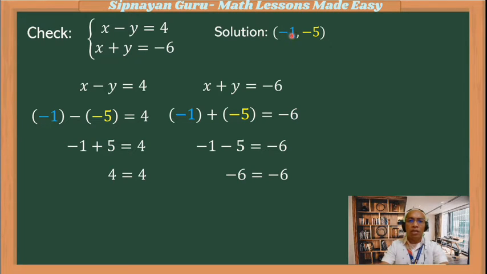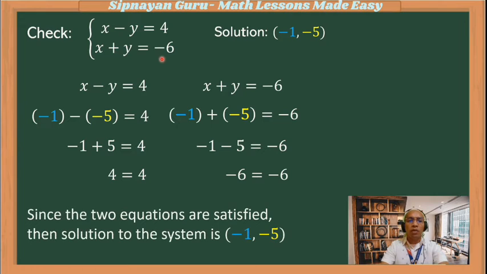Notice that this value of x and y satisfy both equation 1 and equation 2. So therefore, the solution to this system is -1 and -5. In other words, the graph of equation number 1 and the graph of equation number 2 will intersect at the point -1 and -5.